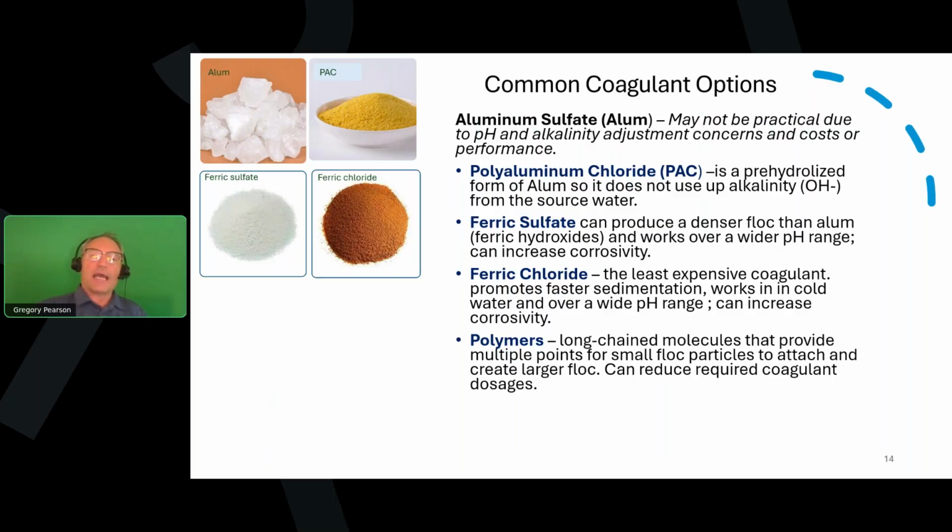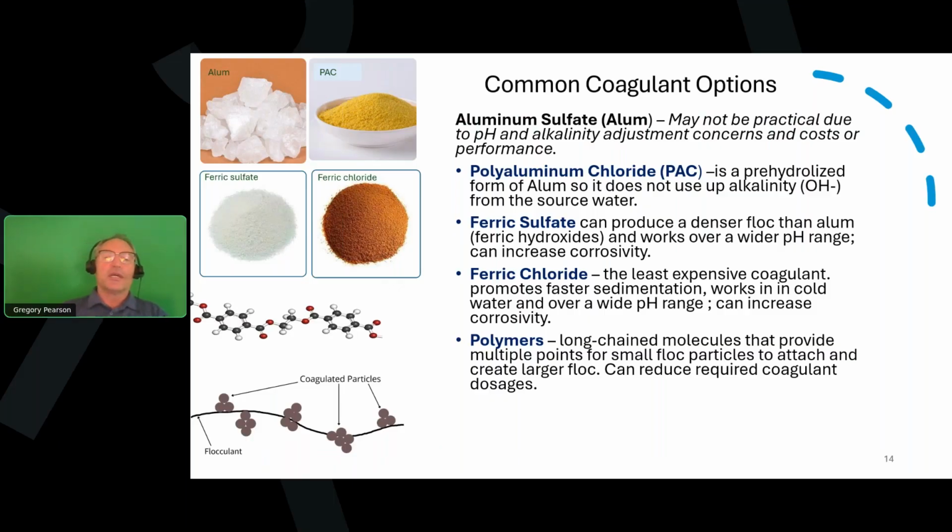Another option is to add polymers. You might have alum and you can decrease the dose and use polymers to improve flocculation. Polymers are long chain molecules and they have multiple attachment points, so particles can attach to it and you get a nice large flock. Polymers can be neutral, negatively charged, or positively charged, or they can have a variety of different charges that allow different types of particles to attach to them.